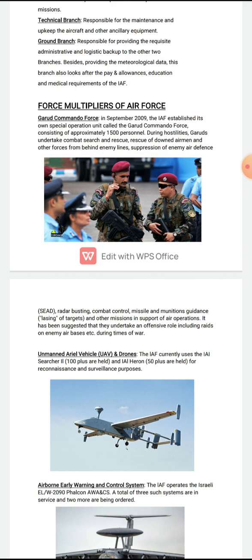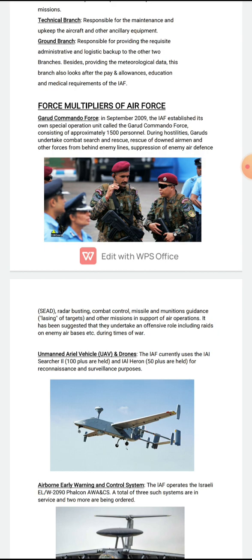How do they work? Generally, all the special forces of the world have only one motive: to work behind the enemy lines, to work cross border in the enemy's territory. So suppose I will take an example and explain how special forces work.